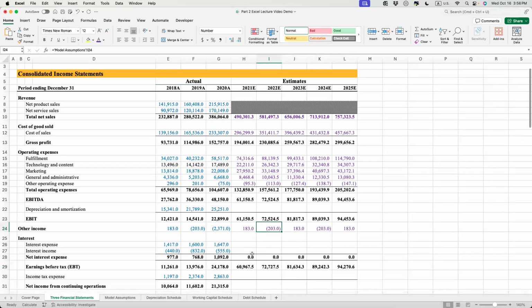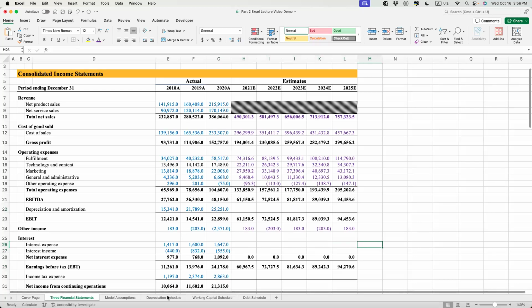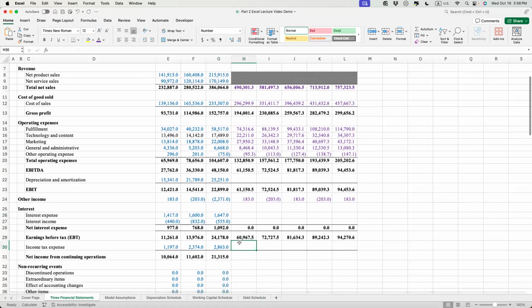So apparently our earning before tax is significantly different from the previous year, which is okay, because remember that we still don't have the value for D&A. We don't have the value for interest income and expenses. It will eventually be updated once we finish the depreciation schedule and the debt schedule. Okay, we can continue our calculations, and then interest income tax expenses.